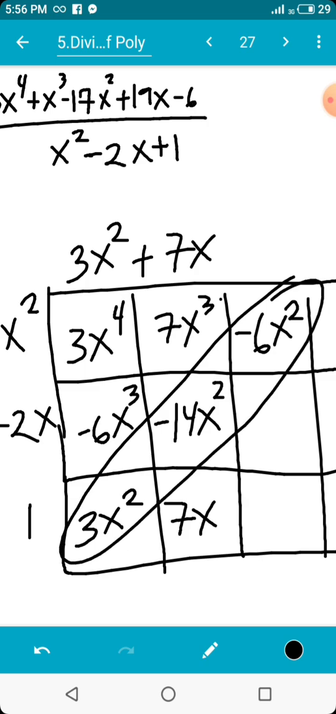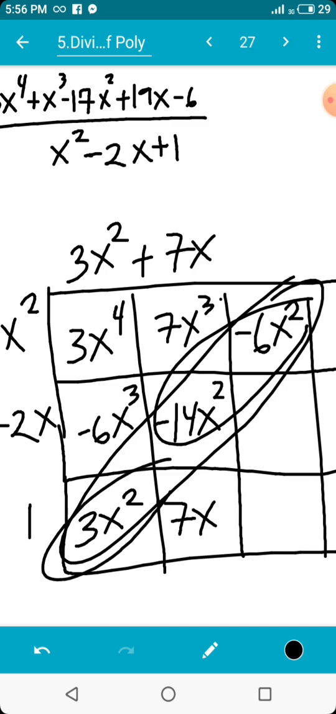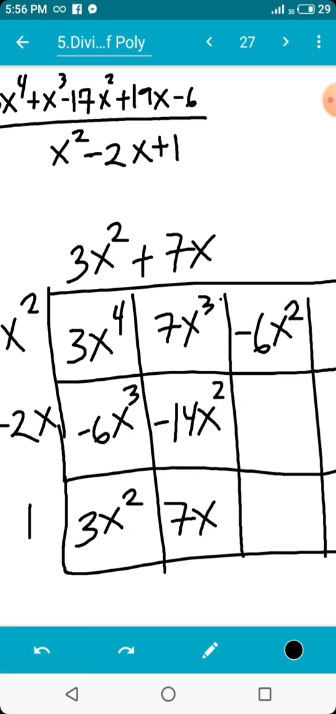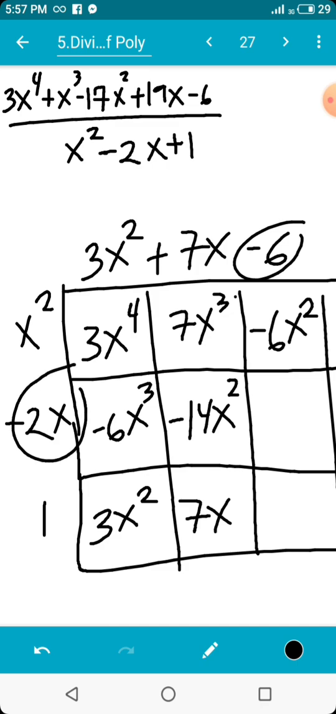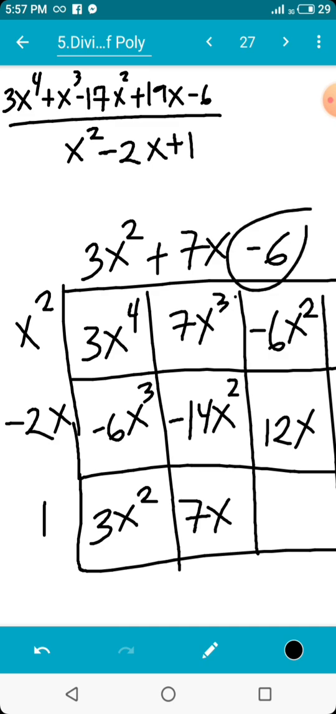Pag kinumbine natin to, so we have, ito ay negative 20x squared. Pag sinamahan ng positive 3x squared, so magiging negative 17x squared. So, ito na siya. Okay? So, tama yung negative 6x squared. And then, i-divide natin to at saka to. And that is negative 6. Okay? Kasi diba pag tinimes natin to at saka x squared, ang sagot ay negative 6x squared. So, i-times naman natin to at saka to, and that is positive 12x. And then, negative 6 times 1, that is negative 6.